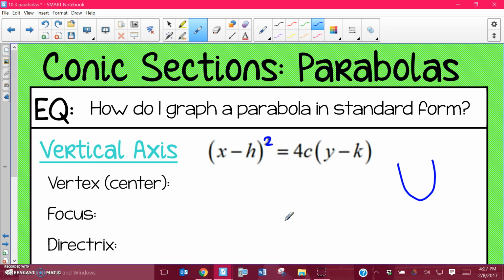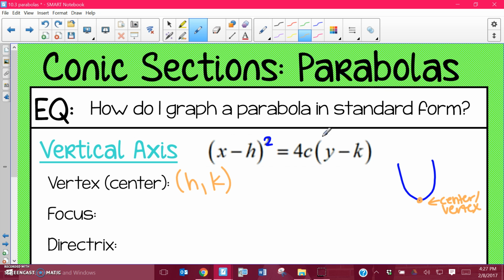Okay, so the first thing I need to know about this equation is that the vertex is going to be kind of what we were calling the center before on these graphs. So the center before was my h comma k. That's just now my vertex. So this is going to be my center or my vertex, whichever one you want to call it. So my vertex on this would be h comma k. So if there's nothing being added or subtracted, it's just at the origin.